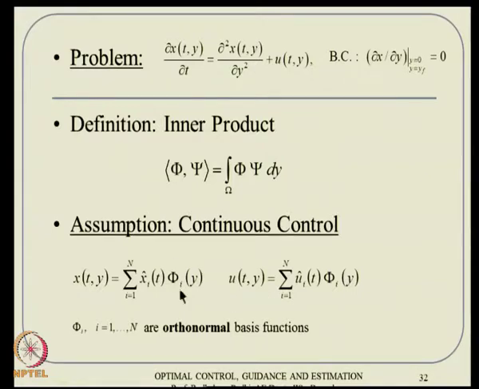Now this function of space is already computed because of the orthogonal basis functions. What remains to be computed is u hat and x hat. That means given an x of t and y, we should be able to find x i hat of t for every i, and based on that compute u i hat, and based on that get a continuous controller. That is the whole idea.